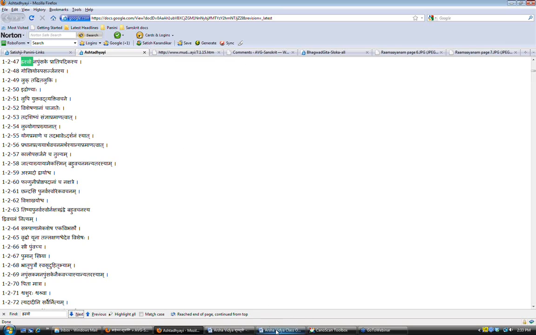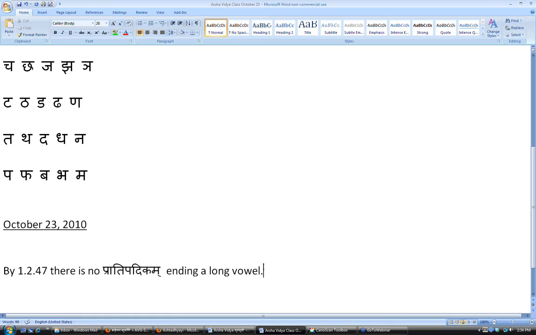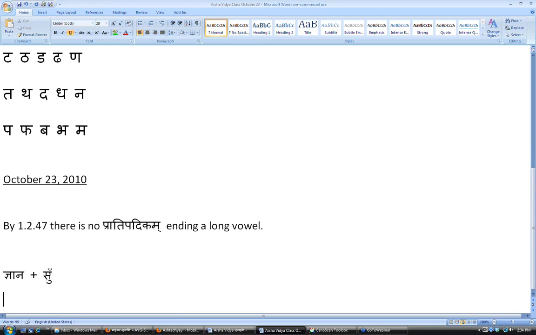So 1.2.47 is put in the document. 1.2.47 Hrasvo Napumsake Pratipadikasya. So there is no neuter Pratipadikam ending in a long vowel. Just like we saw in the feminine, there is no feminine form ending in a short vowel because you immediately get the sutram Ajadyatashtap. So it immediately makes it a long A, and by apavada it becomes long I, but you will not have a stri shabda ending in a short A.